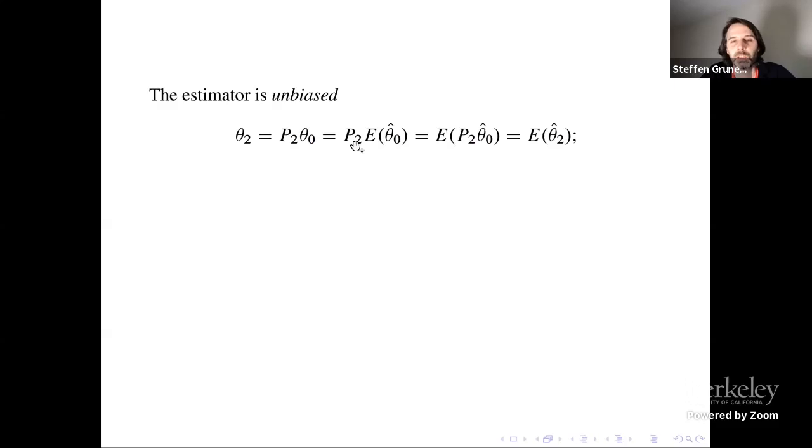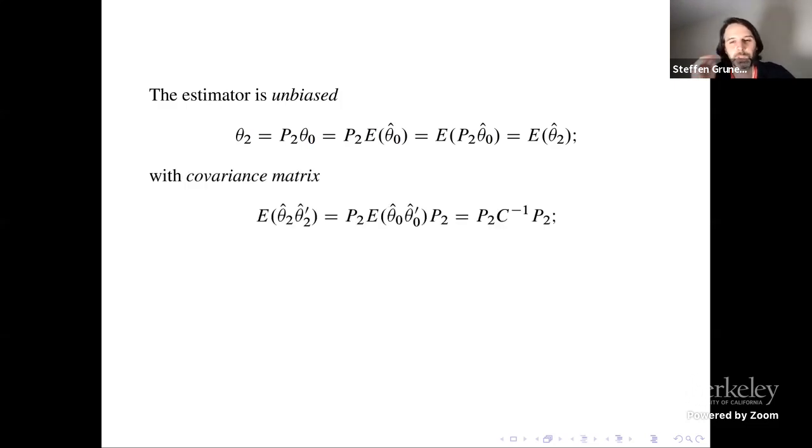Then you can exchange the orthogonal projection with the expectation operator, move the projection inside, and that just simply gives you the expected value of theta null, of theta 2, and the estimator is unbiased. It's also straightforward to get the covariance matrix. C here corresponds to the covariance matrix of the maximum likelihood estimator for theta null.